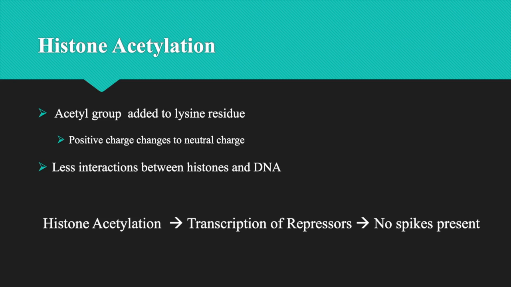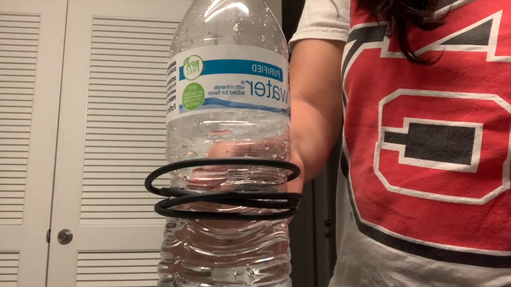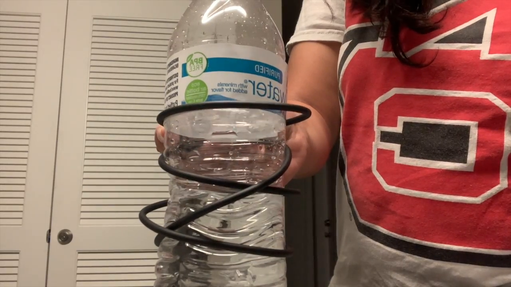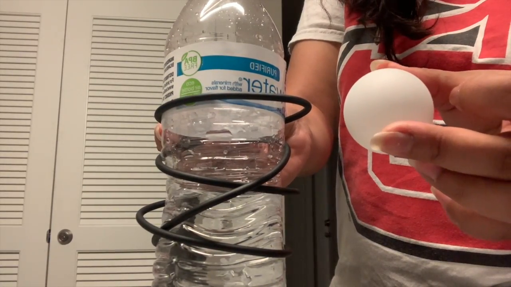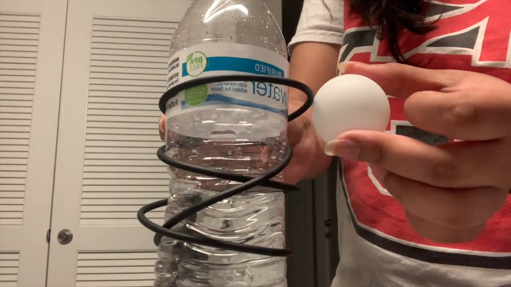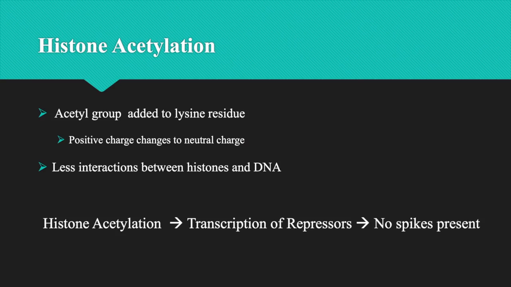Histone acetylation is when an acetyl group is added to the lysine residue in a histone tail, leading to a neutral charge. This neutral charge loosens the interaction between the histones and the DNA because there is less attraction between the negative charge of the DNA and the now neutral charge of our histone. The result of this change in charge is actually increased transcription, as it is easier to access the loosened DNA.